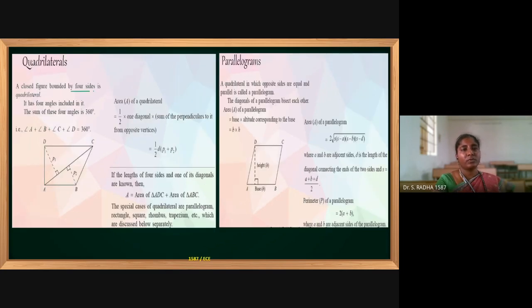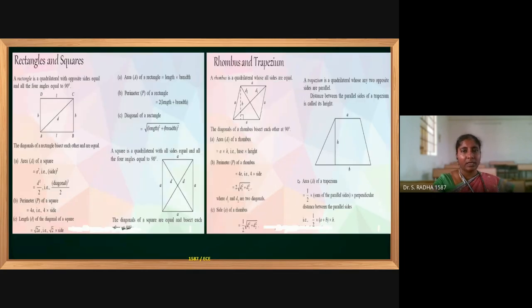Quadrilaterals means it will have 4 sides. Any diagram with 4 sides and a closed one is called a quadrilateral. A parallelogram is nothing but a rectangle, but the corners are not 90 degrees. Opposite sides will be parallel and equal. This is the basic thing you have to remember. It looks like a rectangle, but not with 90 degrees at the corner.